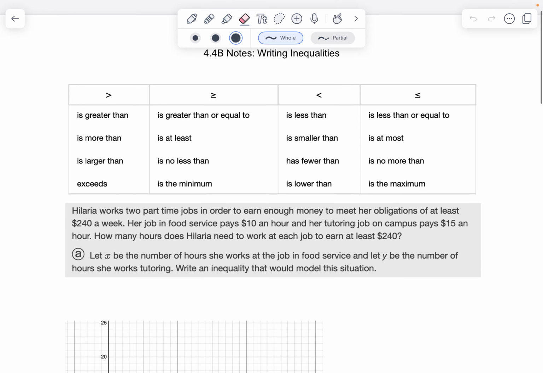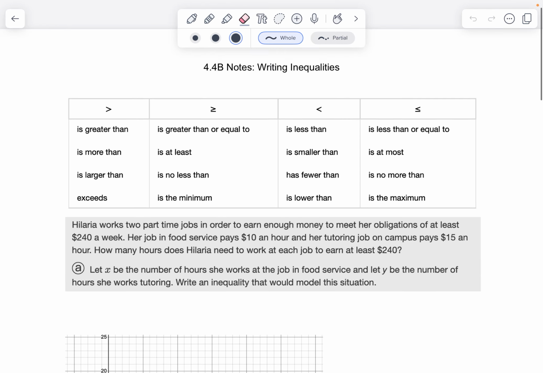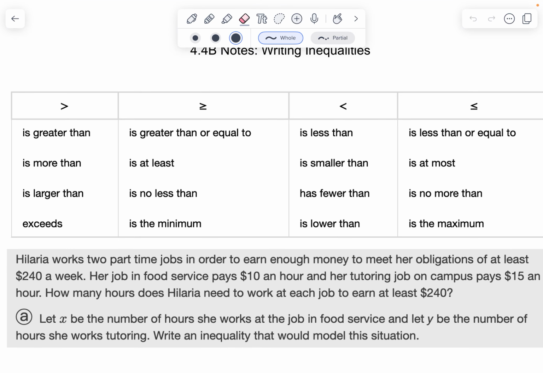Hello friends, today we're going to talk about writing inequalities from word problems and then graphing those inequalities. As a reminder, these are some inequality phrases and the symbol that represents them.